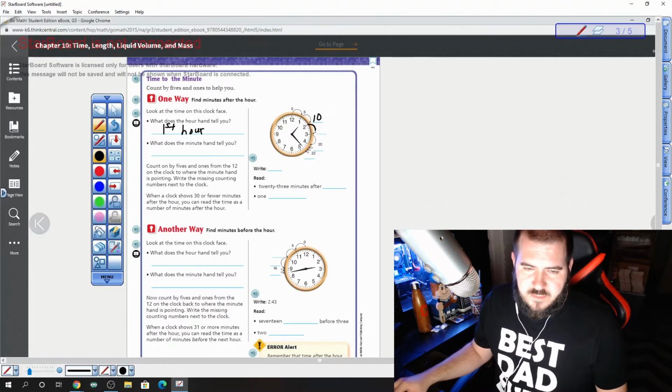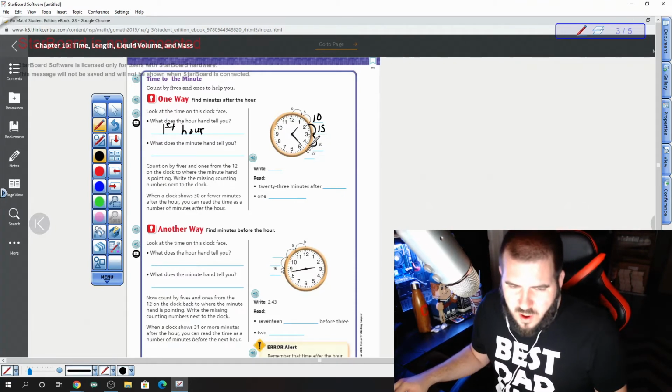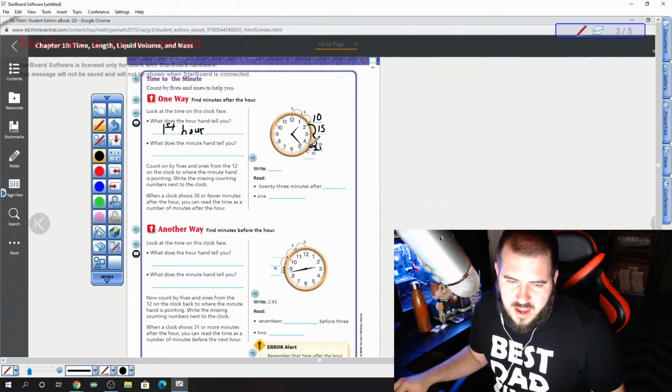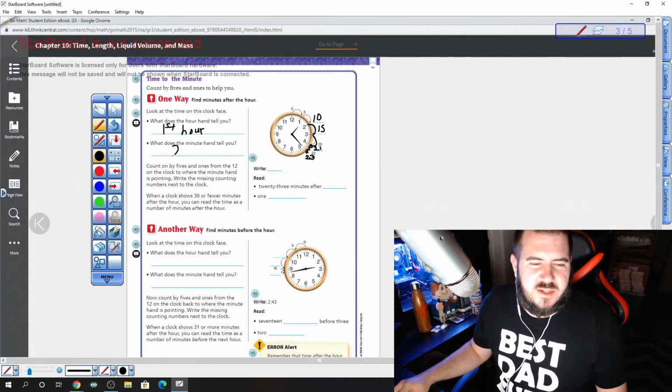15, 20, which is already written here for us. Now, we want to go one at a time here. So we're going to go 1 minute, which would make it 21, because we were just at 20. Then we have 22, which is already in there for us. And then we have 23. That's going to tell us 23 minutes.